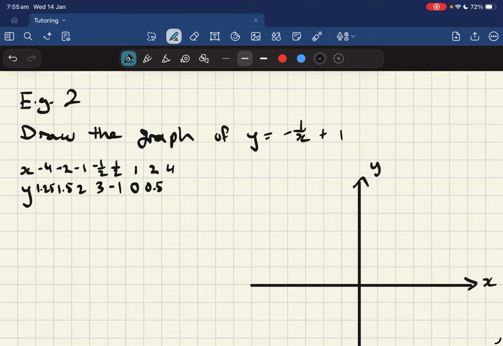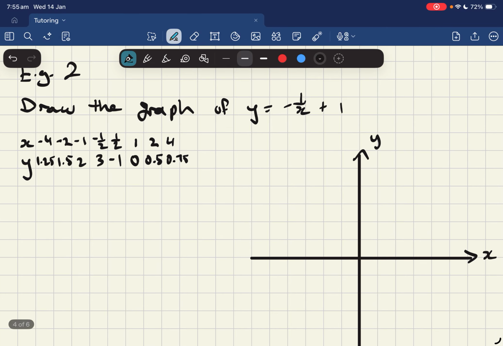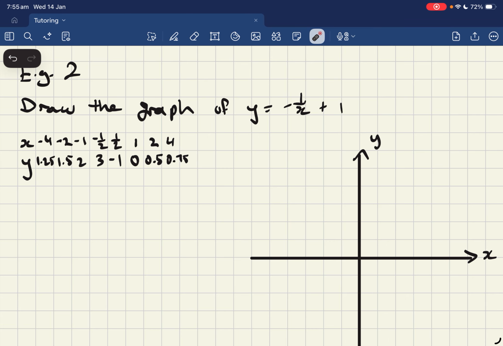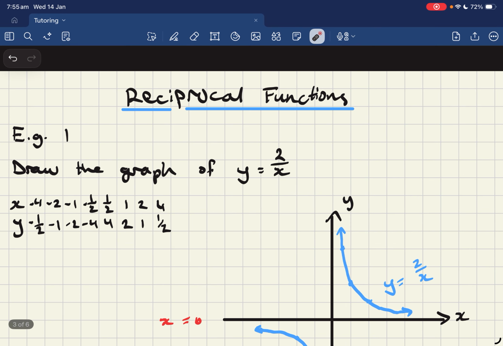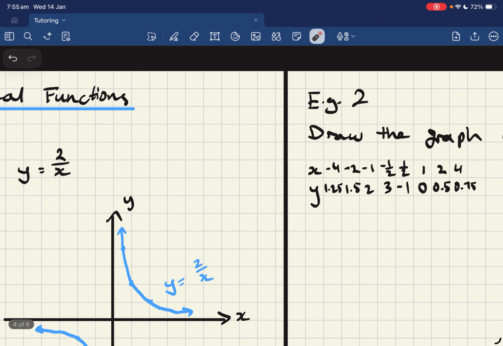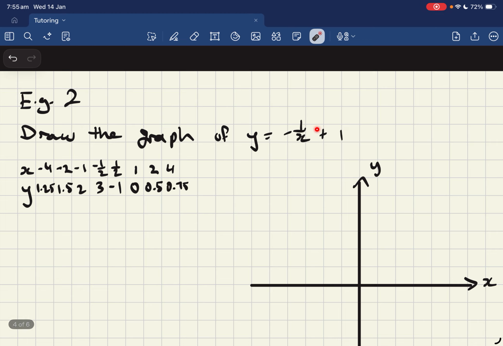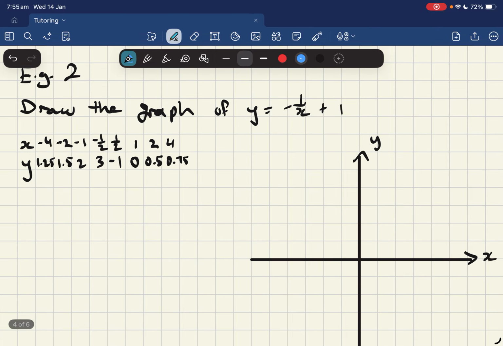And then negative 1 over 4, we have negative a quarter plus 1 gives us 3/4, so 0.75. Okay, so I'm going to write in these values, and you can kind of see, compared to the previous example, these aren't looking as nice as these ones were. So we anticipate this extra thing here had something to do with it. So let's just try to fill it in and get a general idea of the shape.